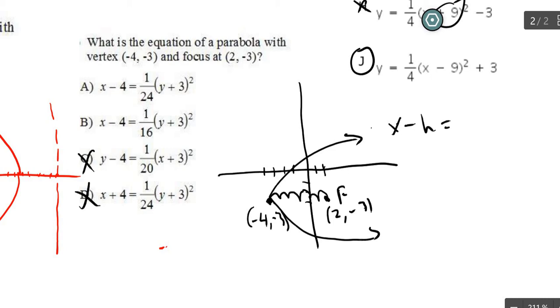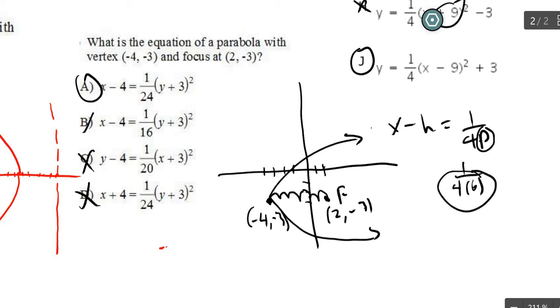If p is 6, then 1 over 4p will be 1 over 4 times 6, and that will be 24. So the only one with 24 is answer choice A. The other would be like 4, p would be 4, but p is obviously 6, and so the answer choice is A.